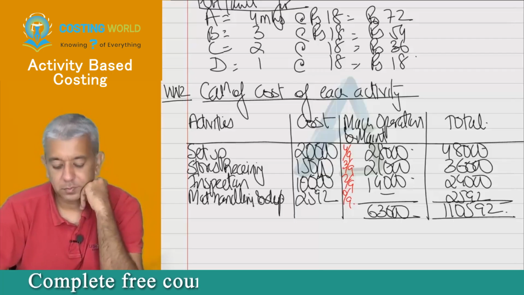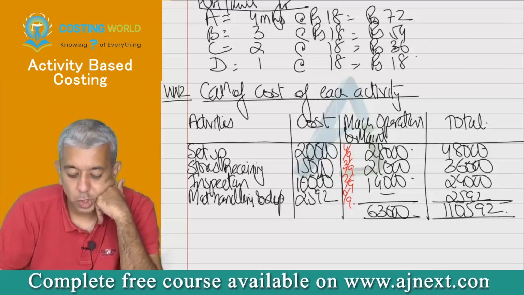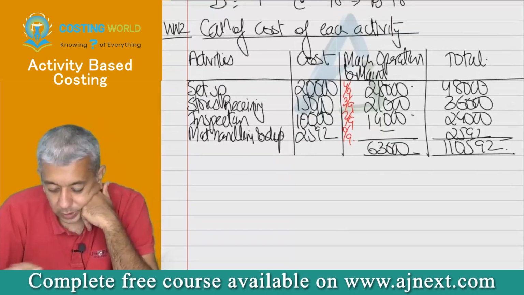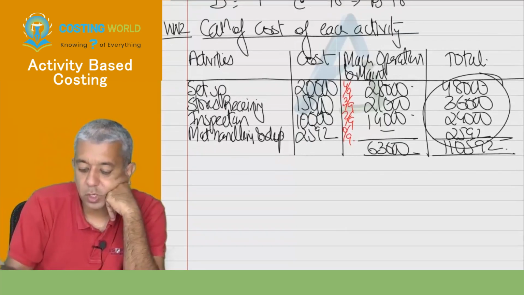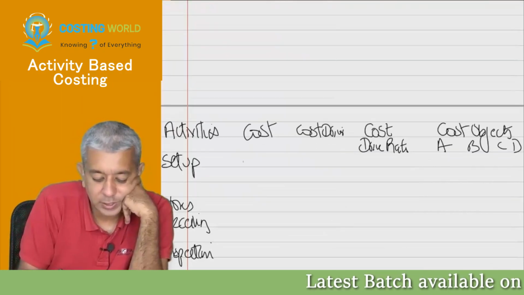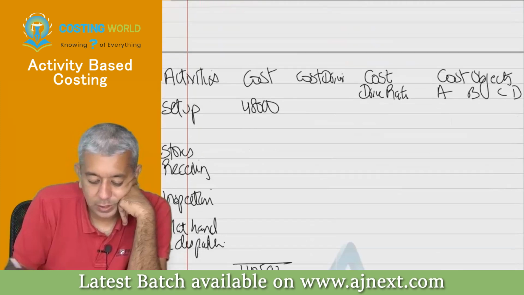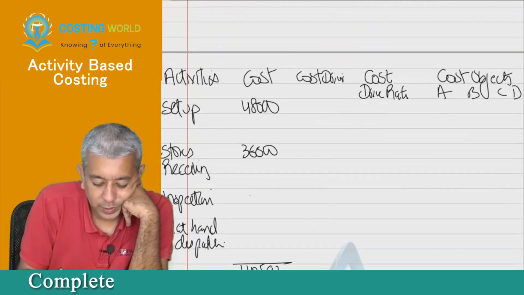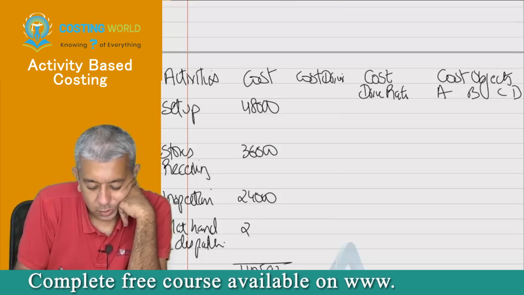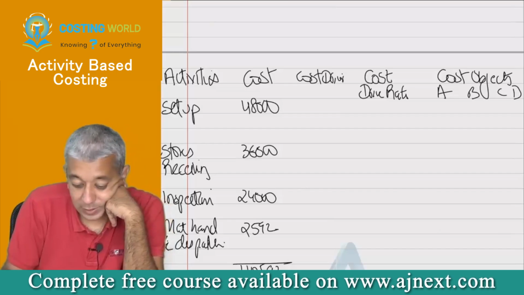Listen, job done. Now, obviously these four costs I am going to be writing over here. Please don't write, just listen. 48,000, next one 36,000, 24,000, 2592. Okay, listen now please.